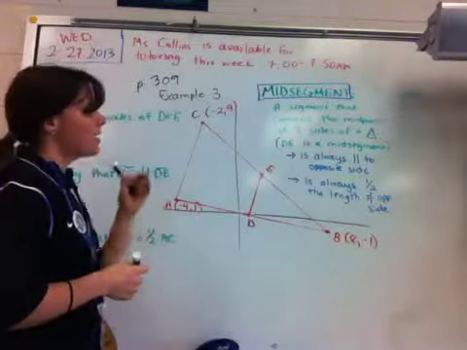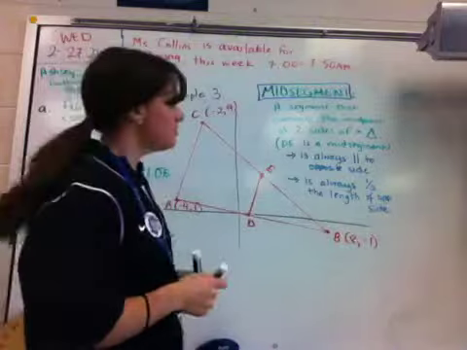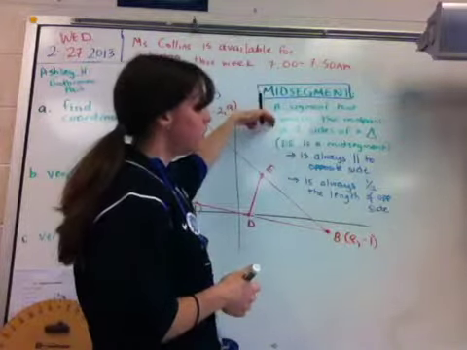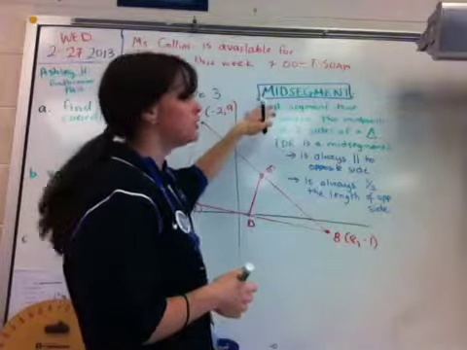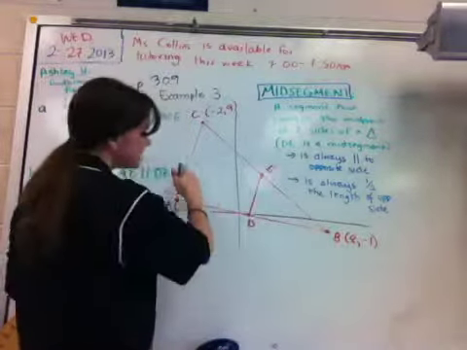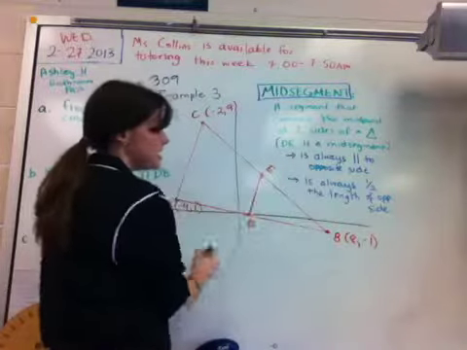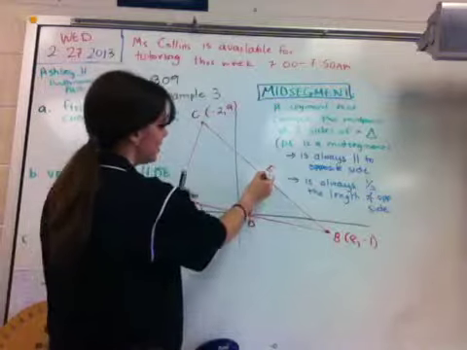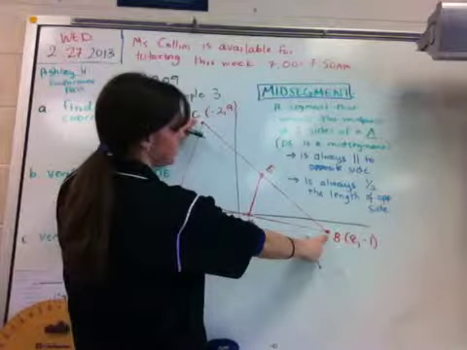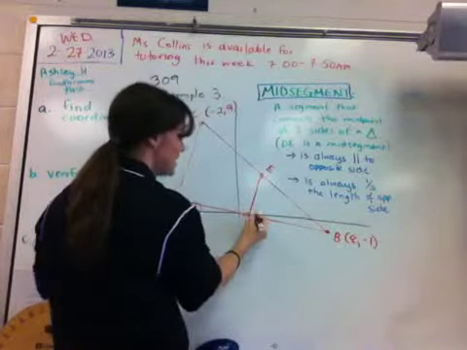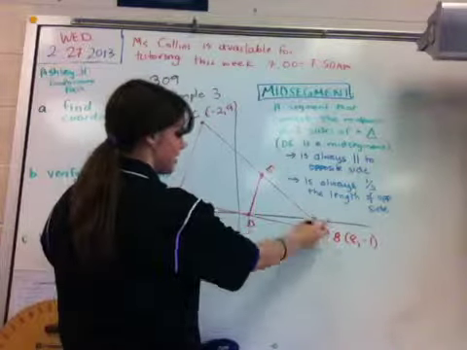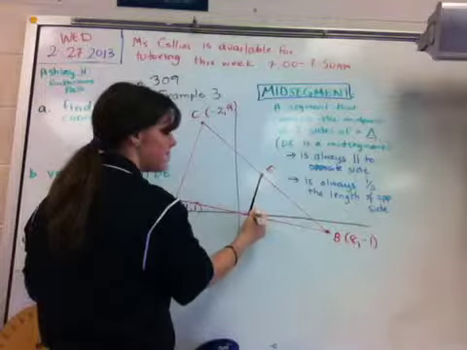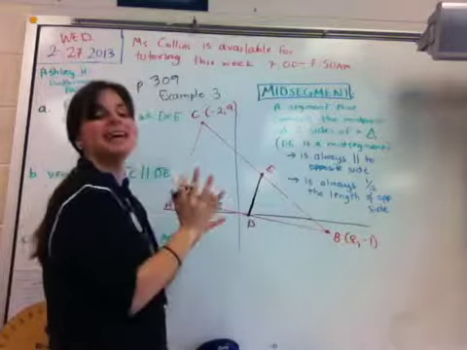A mid-segment. Here's what it is. It is a segment that connects the midpoints of two sides of a triangle. In this picture, DE is the mid-segment because E is the midpoint of CB, D is the midpoint of AB, and they are connected. So this piece right here is considered a mid-segment.